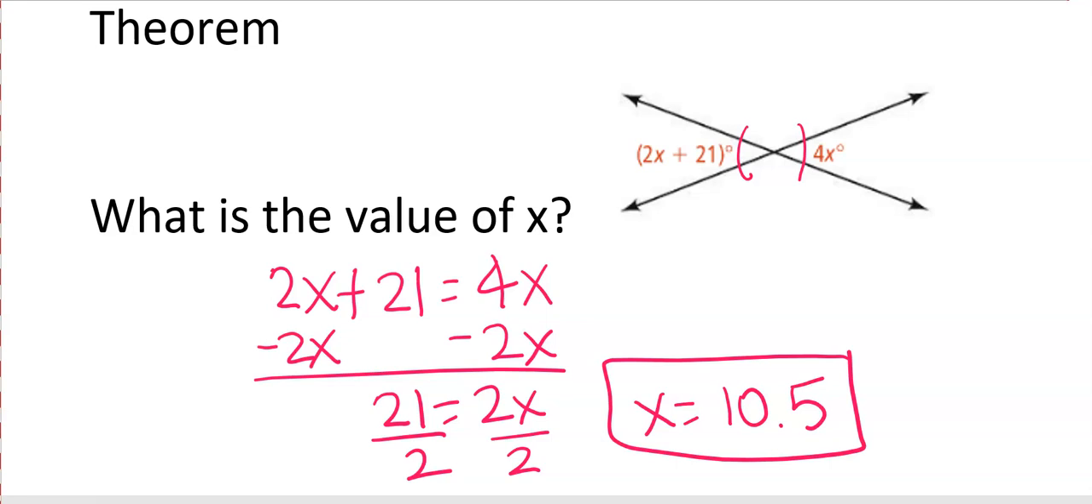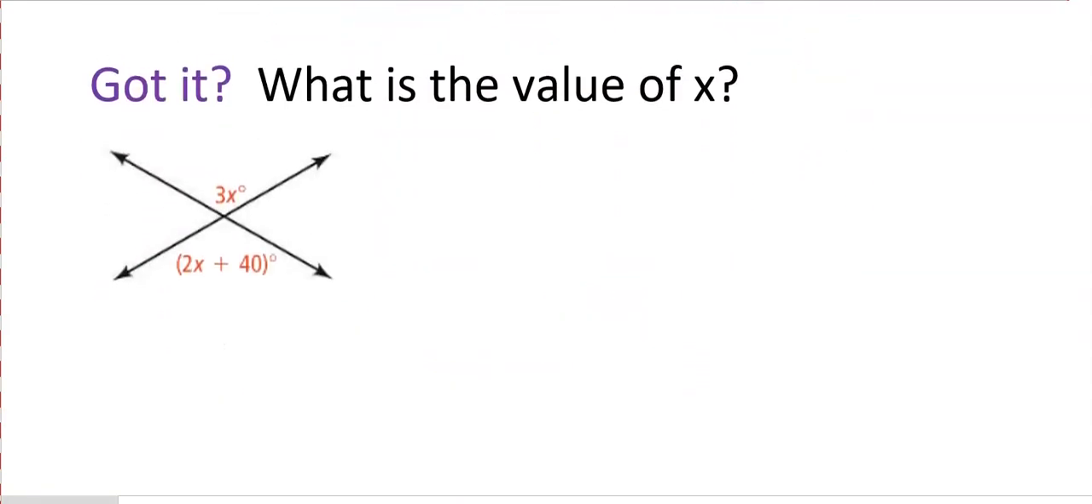Now, if you plug the 10.5 in there, those angles that you get should be the same. So if you plug them in and you don't get the same thing, you must have done something wrong in the solving part. Most students do very well on this part of it. It's the proof stuff that gets a little trickier.